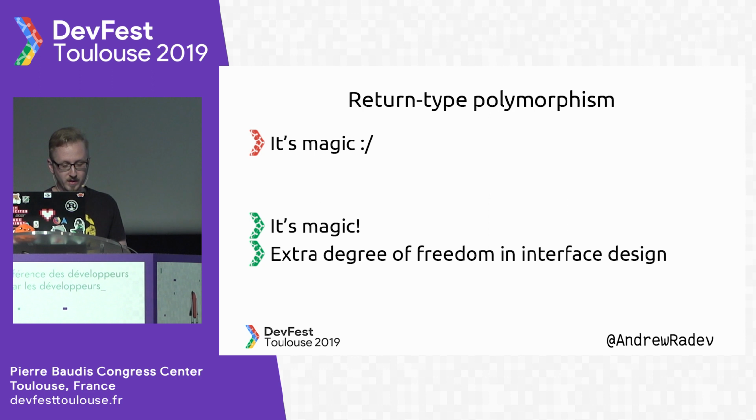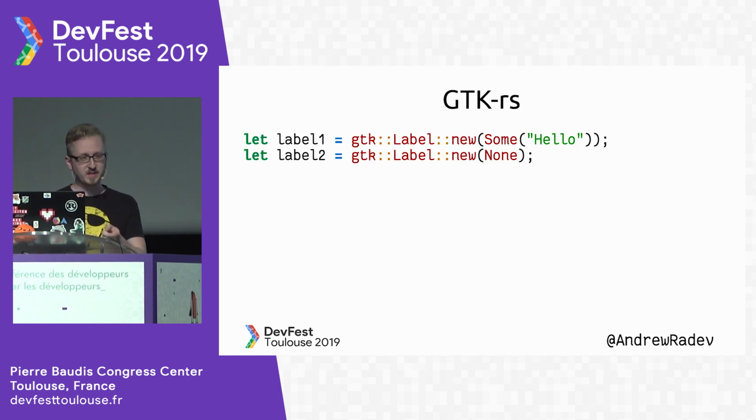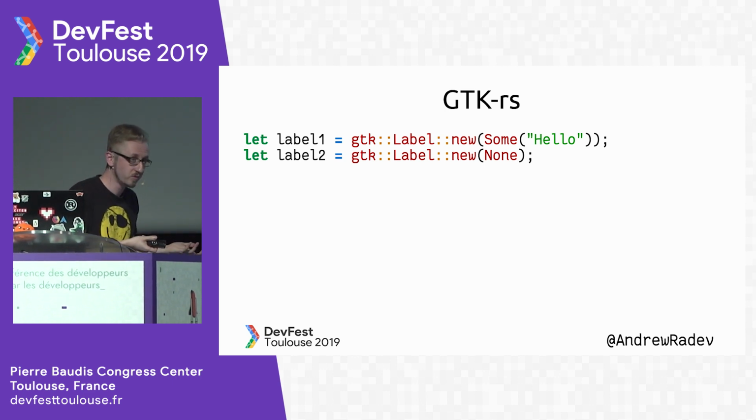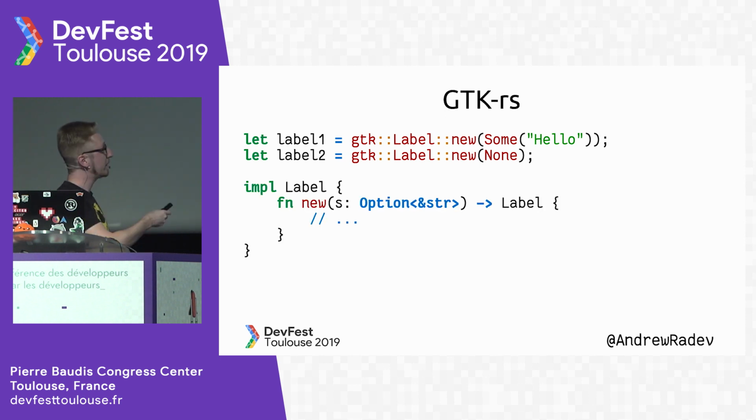Well, the problem with it is, though, it is a bit magic. It can make it a bit difficult to understand what is going on sometimes. Here's an example. The GTK Rust bindings, or the GTK bindings first, have this thing where you might instantiate something with a string, and it would ordinarily be null if you don't have a string. But in Rust it would have to be packaged up in an option, so either some string or nothing, right? That makes sense, and the type that is expected is an option of string.